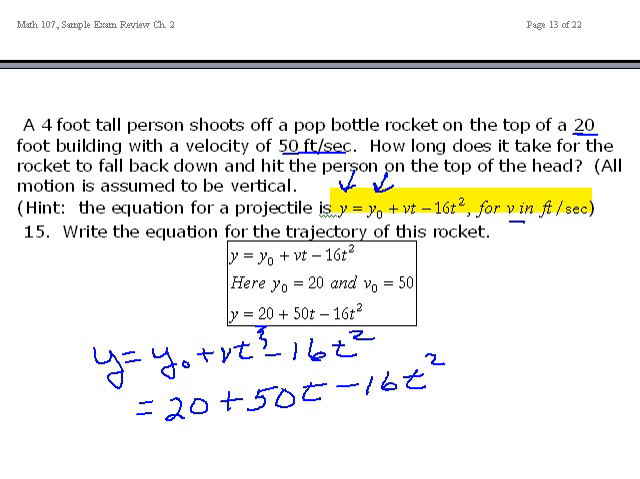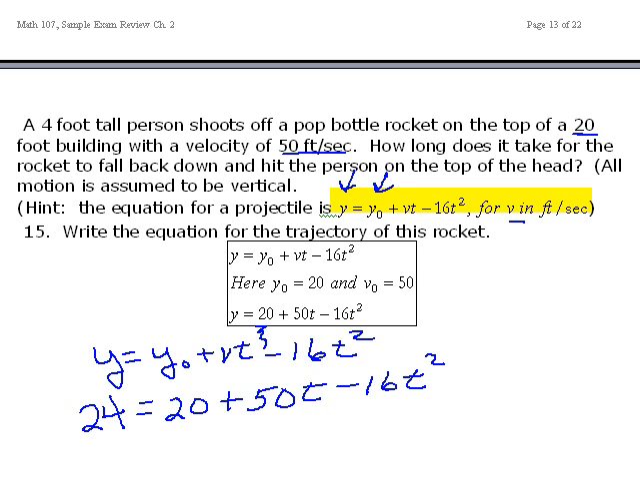And now the rest of the question says, how long does it take for the rocket to fall back down and hit the person on the top of the head? Well, how high is his head off the ground? He's 4 feet tall. Obviously, after he shot it off, he leaned forward. But okay, he's 4 feet tall, and it's a 20-foot building. All right, 24. There you go. And now I want to find the time.